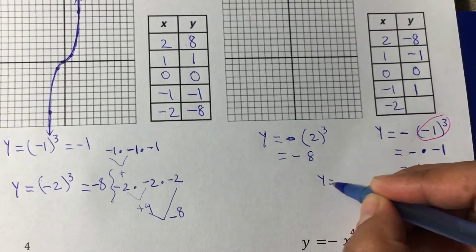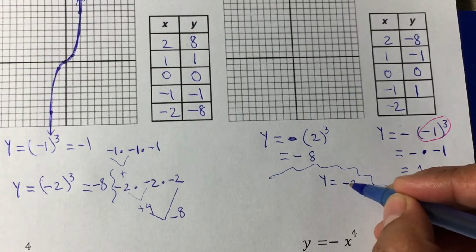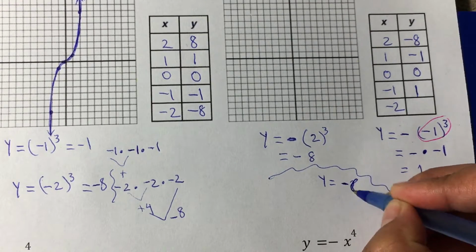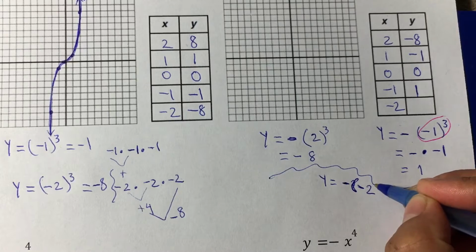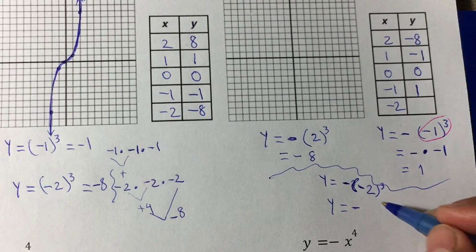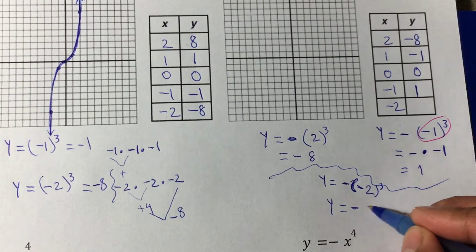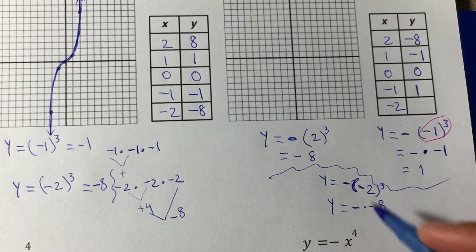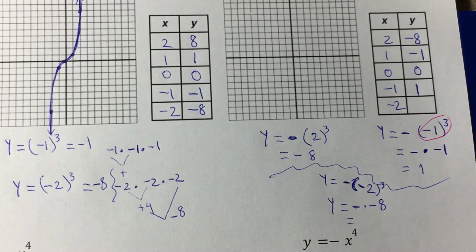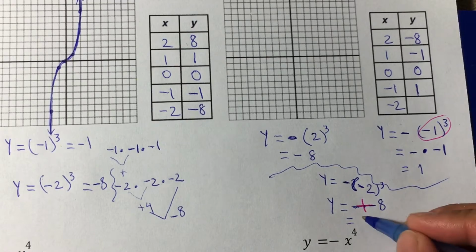Okay, so y equals negative from the formula, negative 2 cubed, and bring down the negative from the formula. Negative 2 times negative 2 is positive 4 times negative 2 is negative 8. Multiply those signs, and we make the big plus. 2 negatives together make the big plus. And so it's positive 8.